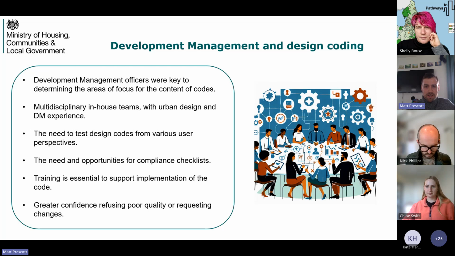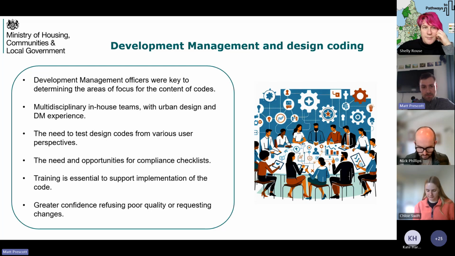As I mentioned in the last slide as well, testing is crucial to further refine and optimize usability, noting that DM teams are a key user group, and 16 of the 18 Pathfinders surveyed claimed that the endorsement of DM team leaders was critical to securing DM officer engagement throughout the preparation of the design code. Testing itself could involve the use of compliance tools and checklists, though it's important to understand what works best for your DM colleagues. And 12 of the 18 Pathfinders said that they would be introducing a compliance checklist, in part because their DM teams suggested that that would make the process easier to implement.